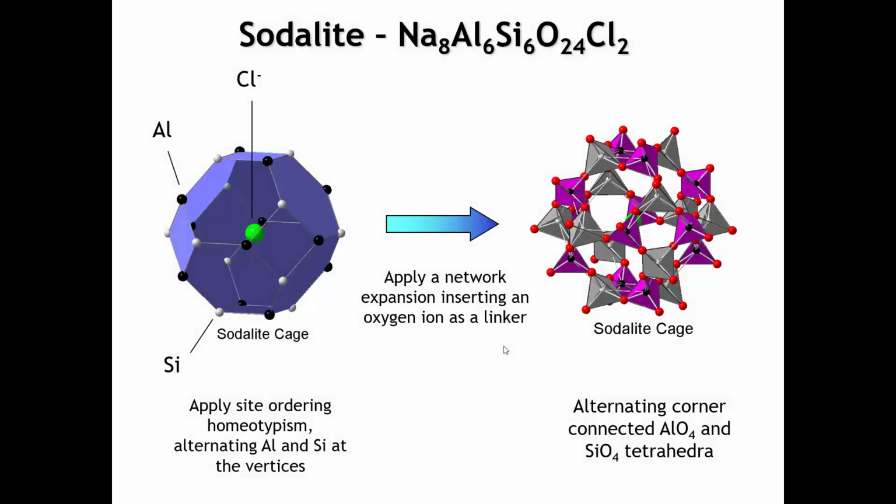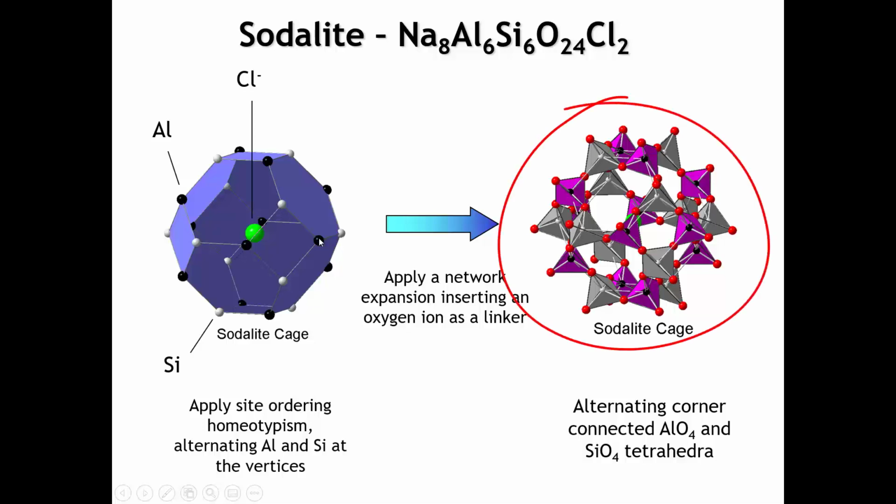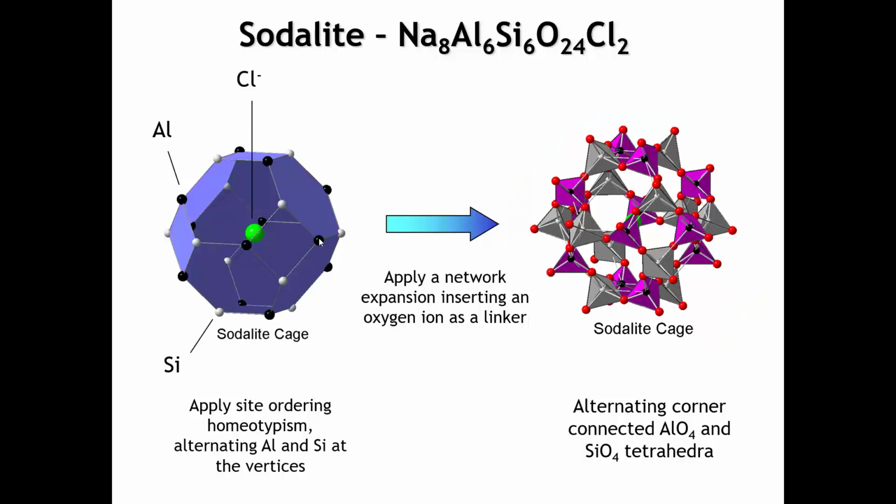If we were to look at just a single sodalite cage and think about some of the ways we built up structures from nets, here what we want to do is first of all apply site ordering to get a homeotype. And by that, I mean we alternate from aluminum, silicon, aluminum, silicon, aluminum, silicon. Right? So all of the vertices have been ordered. And then the other thing is now let's bring the oxygens in. All right? The aluminum and the silicon are not making a bond to each other. There's an oxygen in between them that's holding them together. That is the vertex of the tetrahedron.